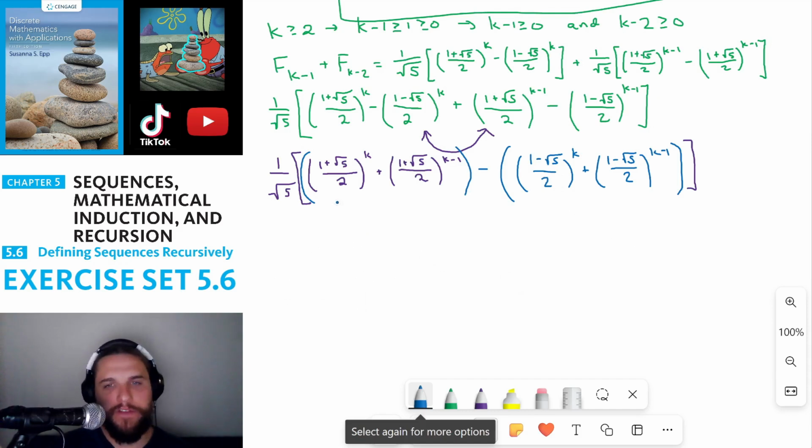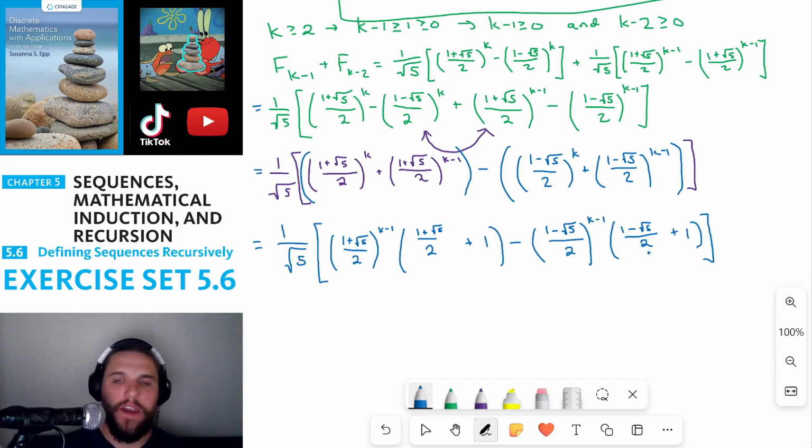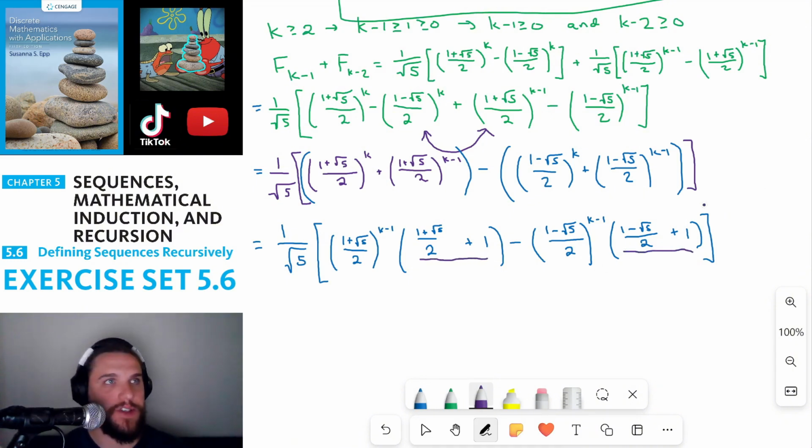Next, I'm going to factor each of these groups separately. So from the first group, I'm going to factor this 1 plus root 5 over 2 to the k minus 1 from both of these terms here. And I'm also going to apply the same logic with this 1 minus root 5 over 2 to the k minus 1. Next, after we've factored out those, we can simplify the expression that we have after factoring out these factors.